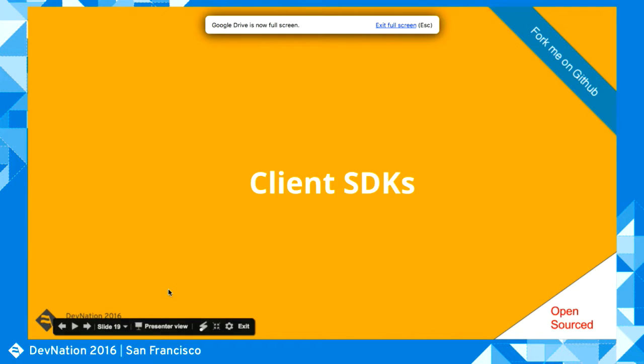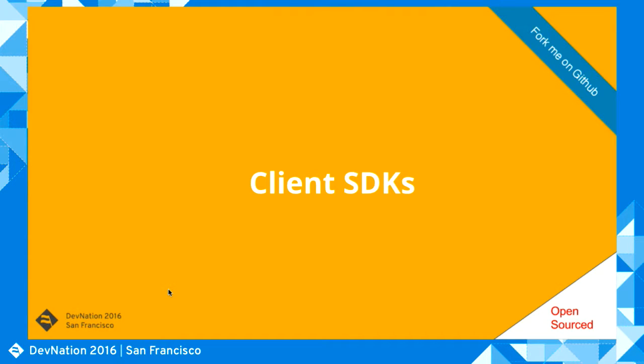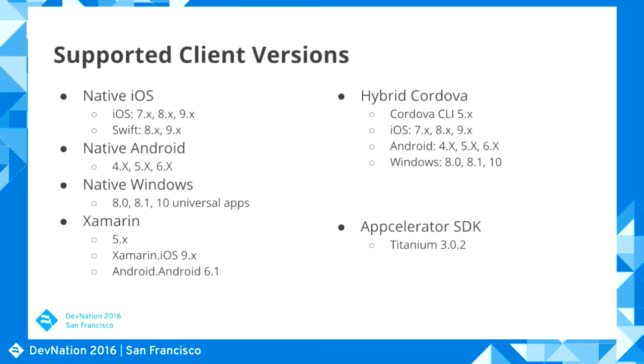All right, so we're going to talk about client SDKs and what we have available there. It's important to note that these are all open sourced. They're up on GitHub, FeedHenry, and you can fork them, play with them, and all of those types of things. Here's a list, and I'm not going to go through all of these, of all of the versions that we support of all these different APIs in iOS, Android, Cordova. We even have some accelerator support in Xamarin.